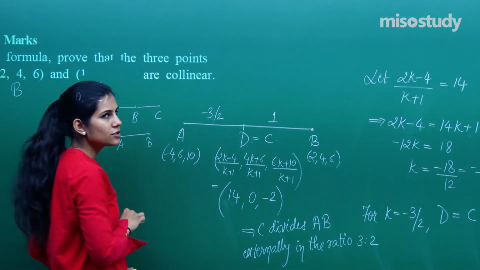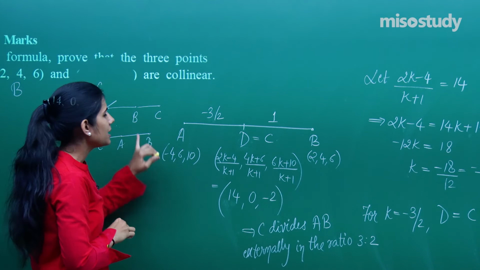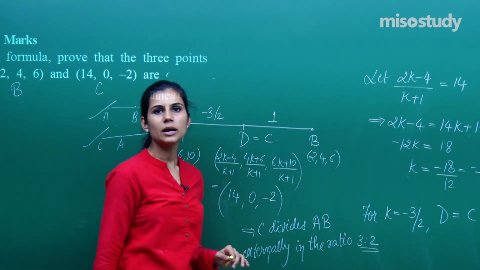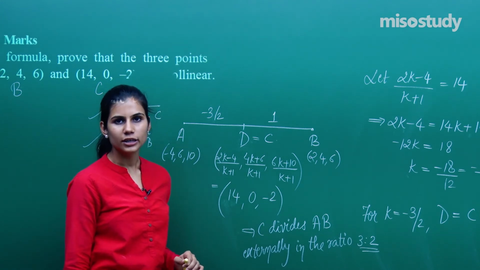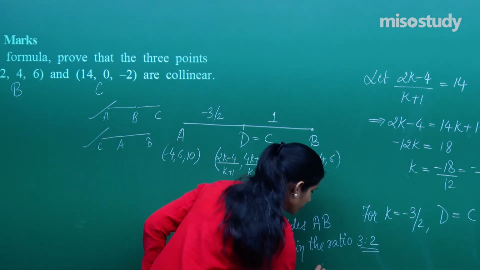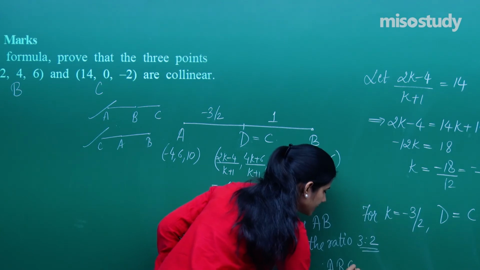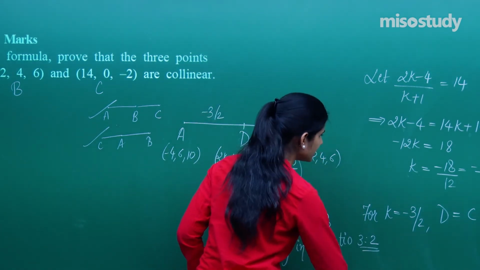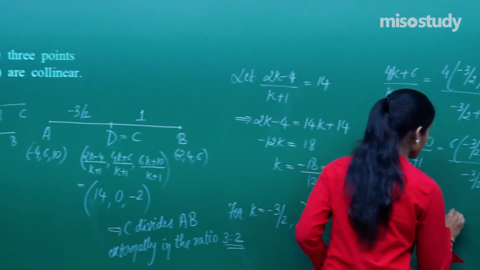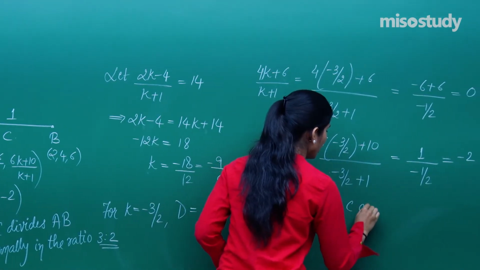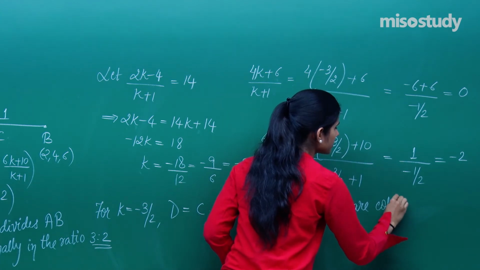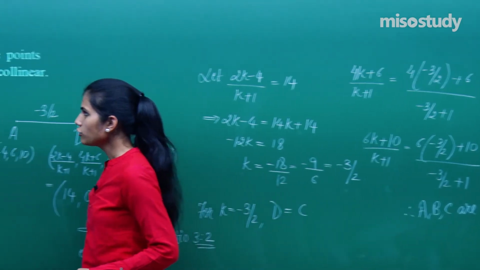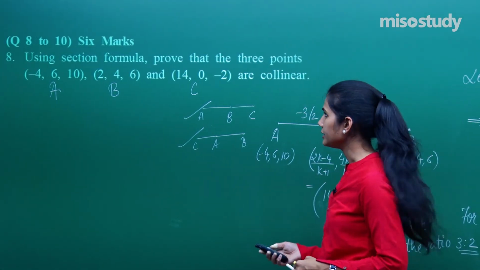Whether the picture is this or this, I am getting A, B, C are collinear. So I am not concerned with this ratio. This ratio was just a method to use section formula to conclude that A, B, C are collinear. So therefore A, B, C, in whichever order is not my concern. I am getting therefore A, B and C are collinear points. Clear? That's how you use section formula to conclude collinearity.